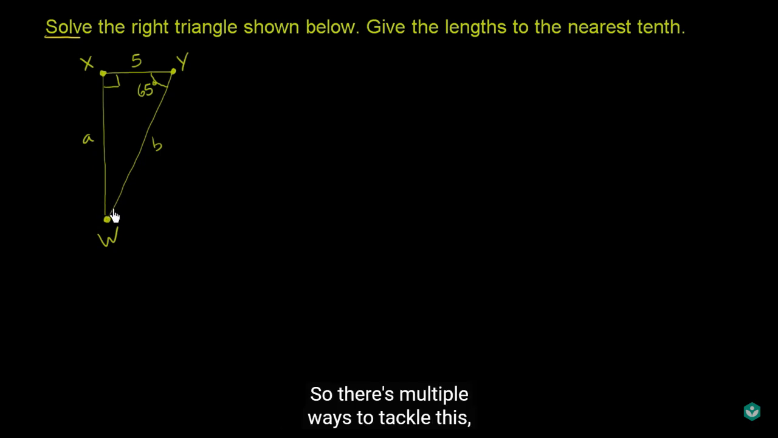So there's multiple ways to tackle this, but we'll just try to tackle side XW first, try to figure out what A is. And I'll give you a hint. You can use a calculator, and using a calculator, you can use your trigonometric functions that we've looked at a good bit now. So I'll give you a few seconds to think about how to figure out what A is.